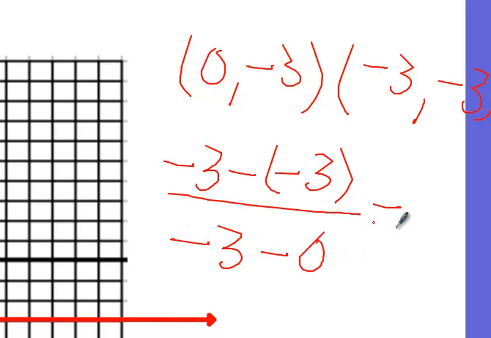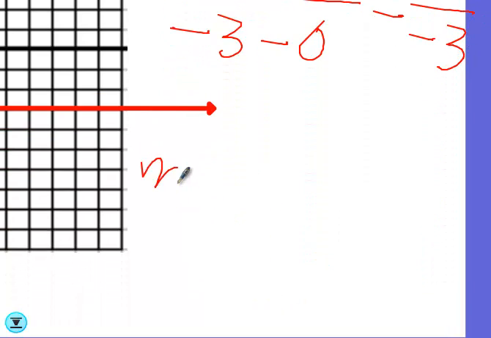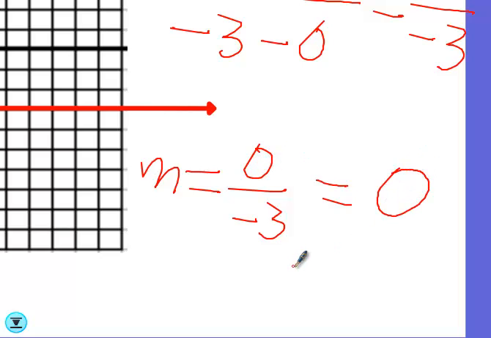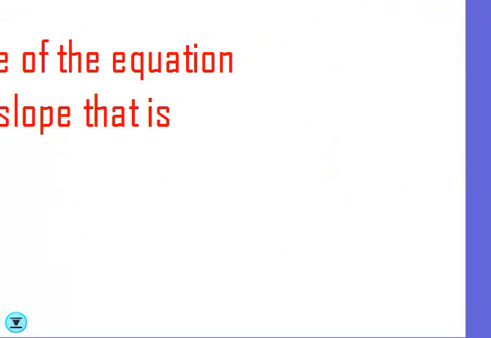All right, so when we simplify that, this is plus, so it's going to be 0 over negative 3. And again, so our m is 0 over negative 3. But we know, just from being really, really good at math, that if you divide 0 by any number, the answer is just 0. All right. So therefore, the slope of any horizontal line is going to be 0.